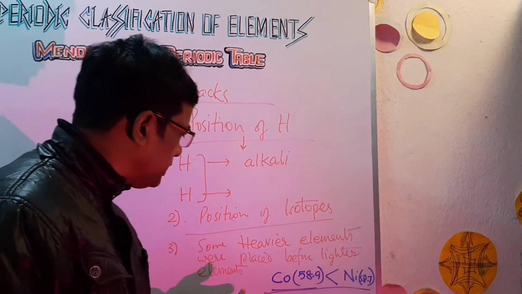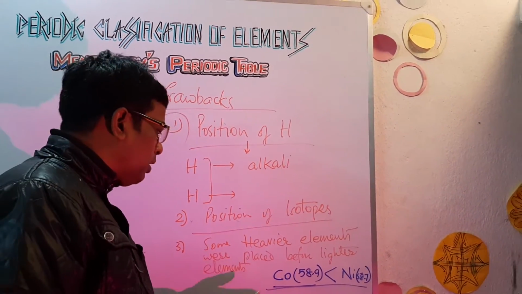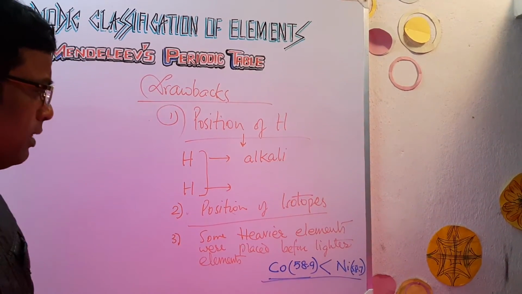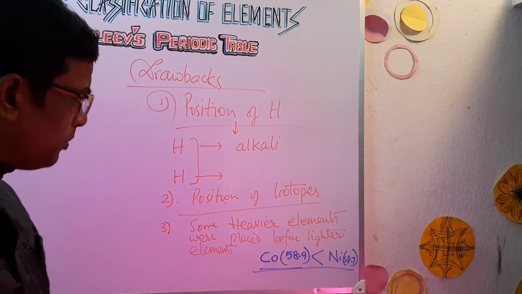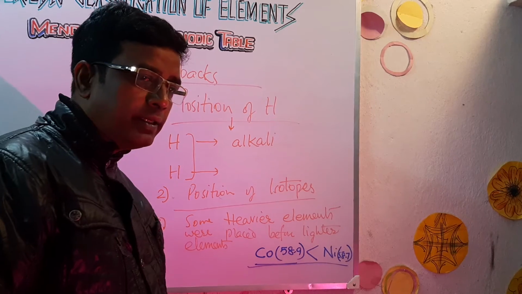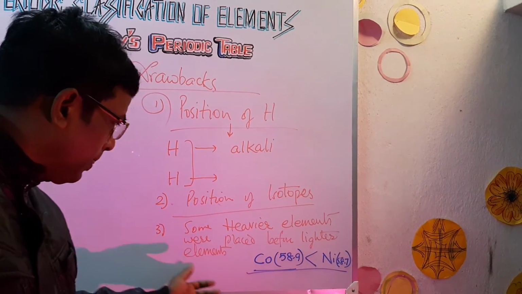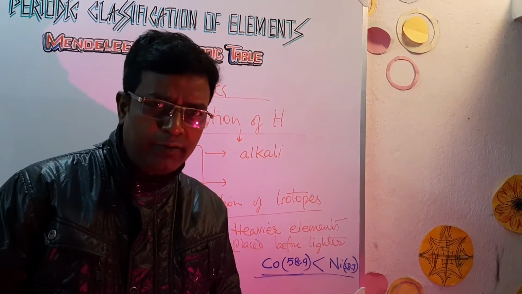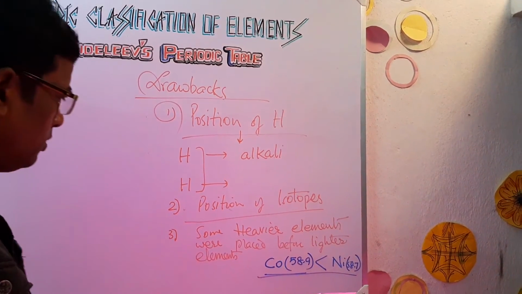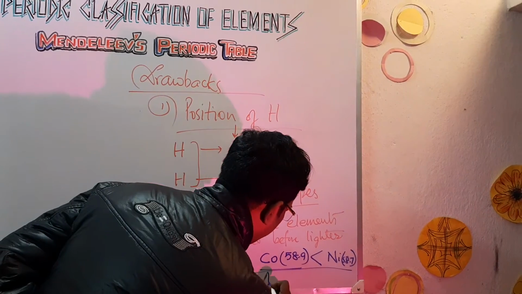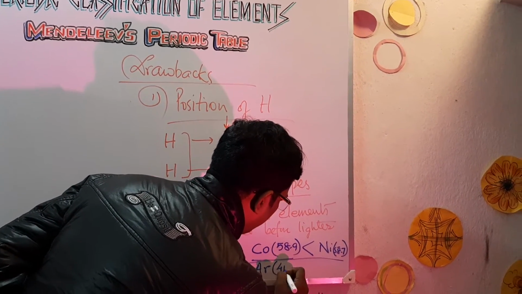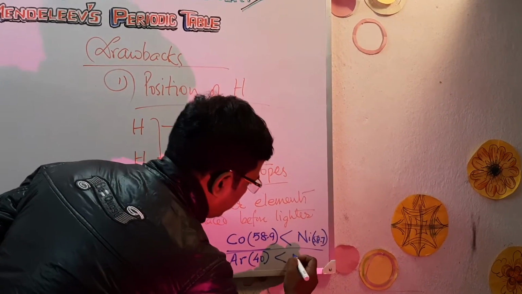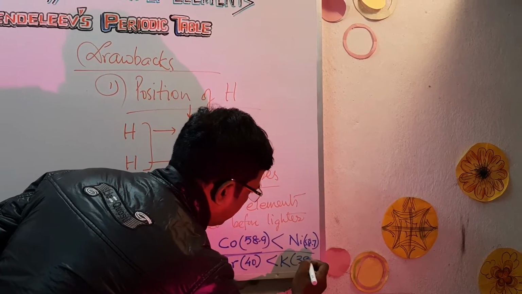Mendeleev tried to justify arranging cobalt, although heavier, before nickel, saying that cobalt had similar properties with other elements in that group. That's the reason why cobalt was placed before nickel. He could not justify it properly, in fact, he could not satisfy. So that's another drawback. And one more element, argon with atomic mass 40, was even placed before potassium with atomic mass 39.